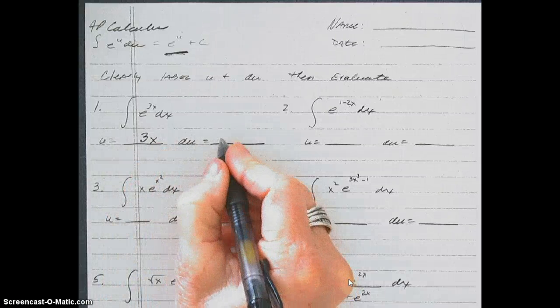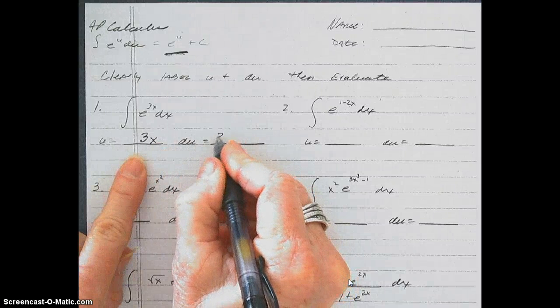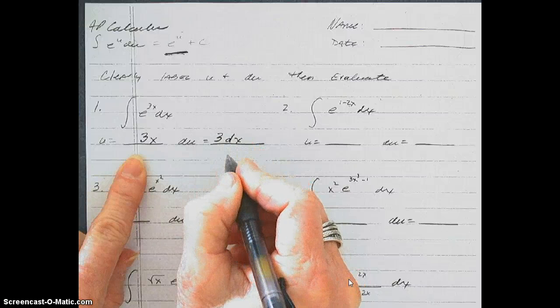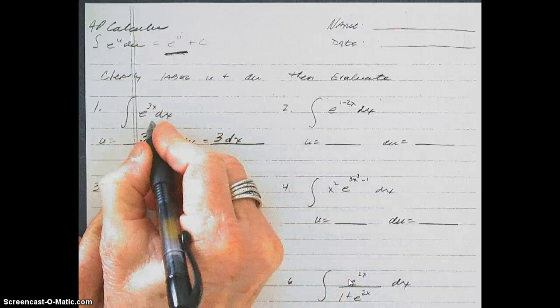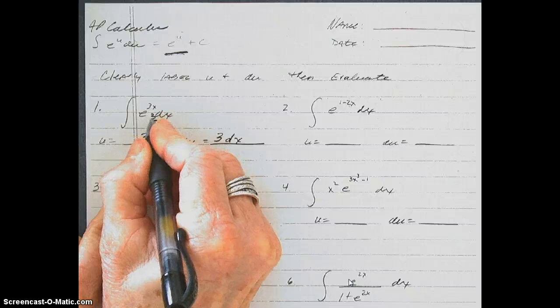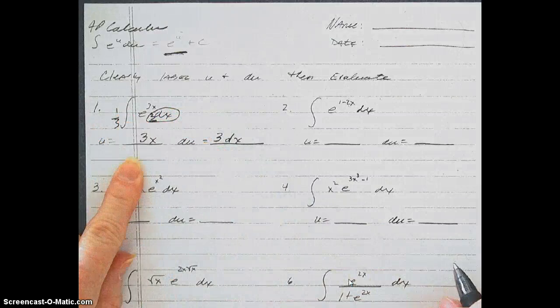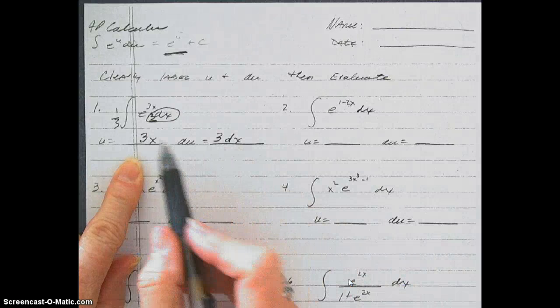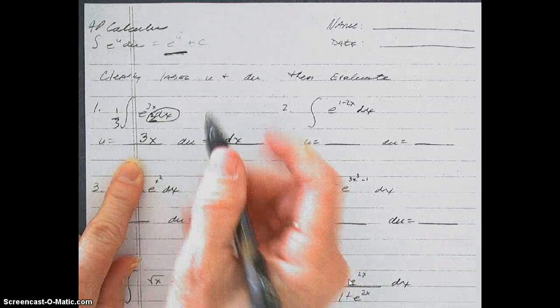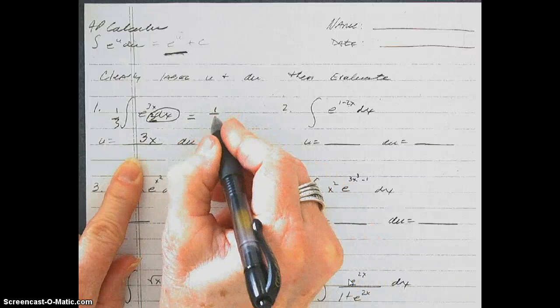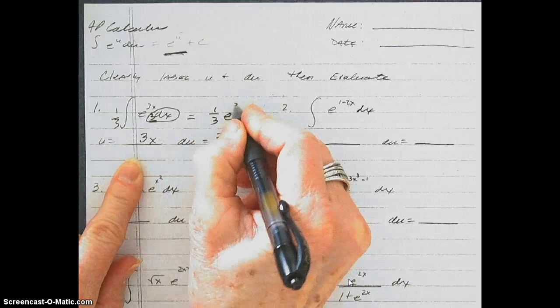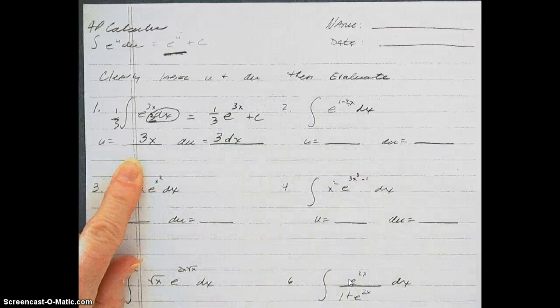What is du? du is the derivative of 3x, which is 3 dx. So like we've been doing, if I need a 3 for my du, I'm going to put a 1/3 on the outside. So this becomes 1/3 e to the u du. And what's the integral of that? e to the u. And then you put your plus c.